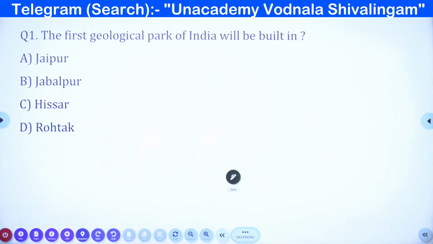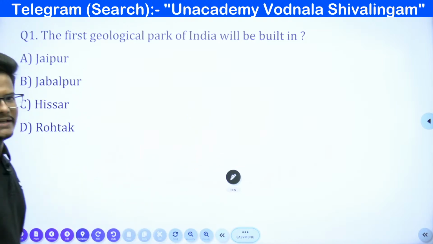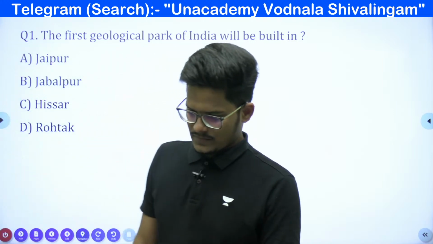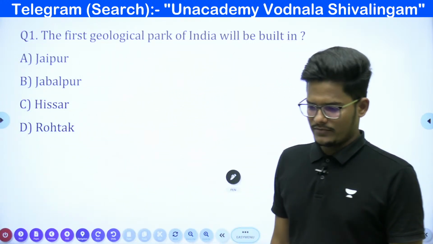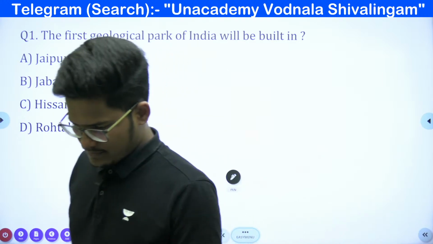The first geological park of India will be built in which place? The first geological park of India will be built in.